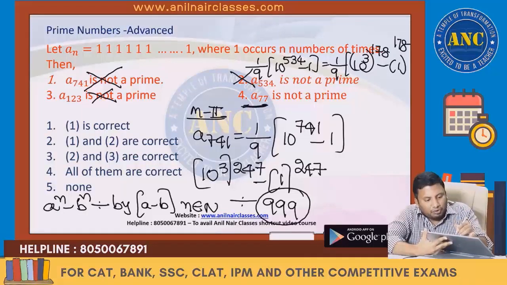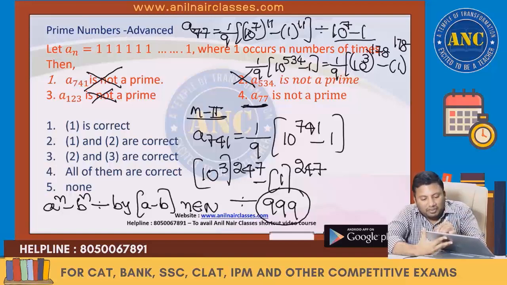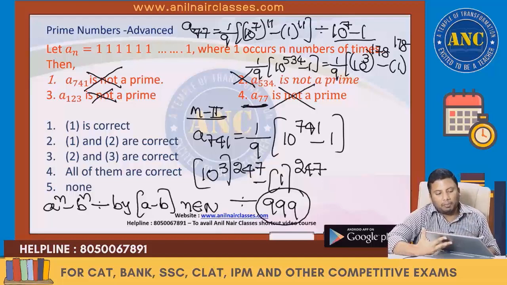If it is the fourth option, A77, 1 by 9 into 10 power 77 minus 1, this is 10 power 7 to the power 11, minus 1. I hope it is clear, right? So it is divisible by 10 power 7 minus 1. If it is divisible by 10 power 7 minus 1, it cannot be a prime number.